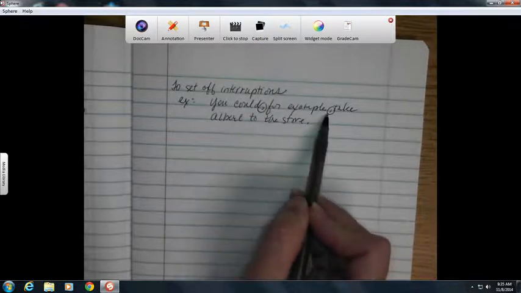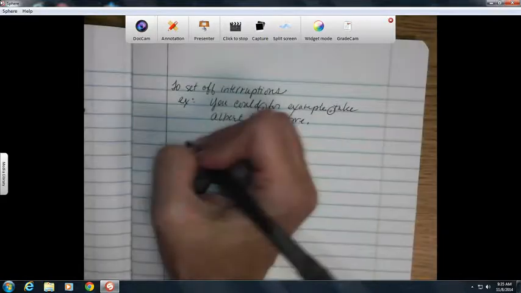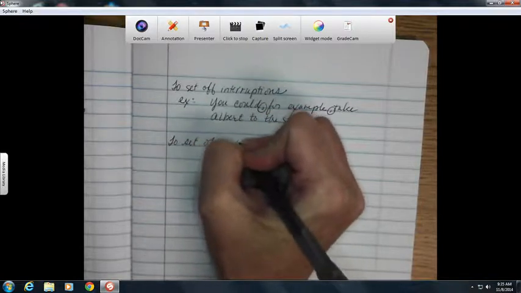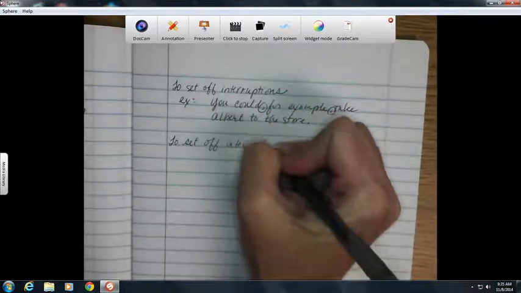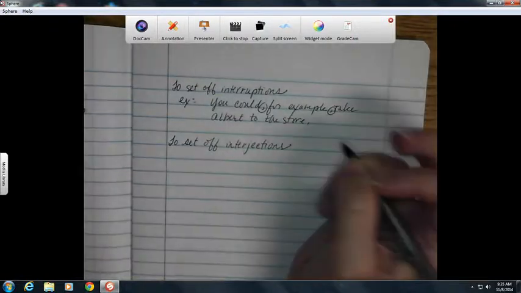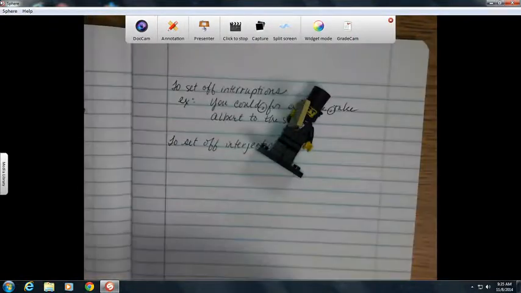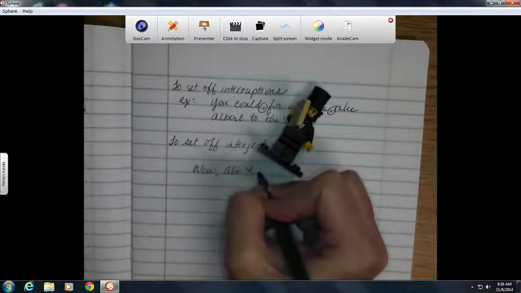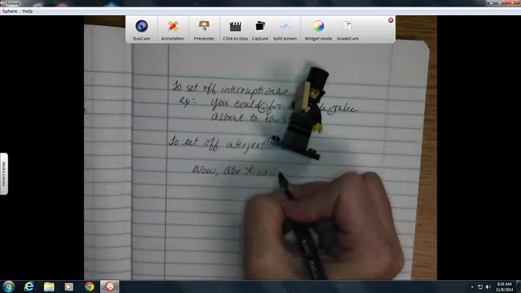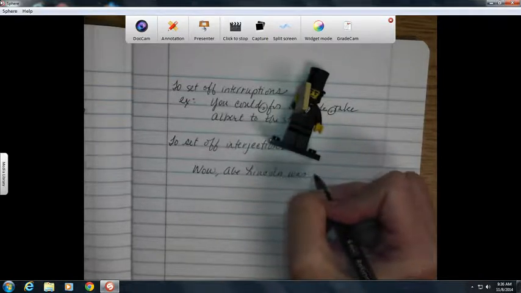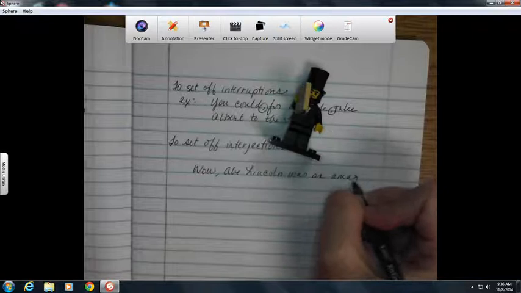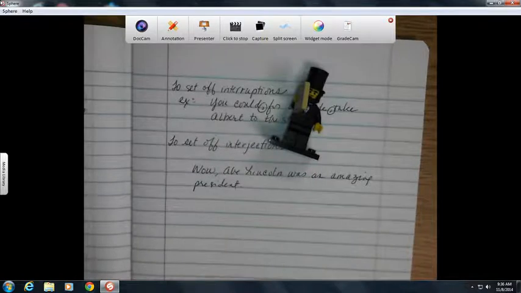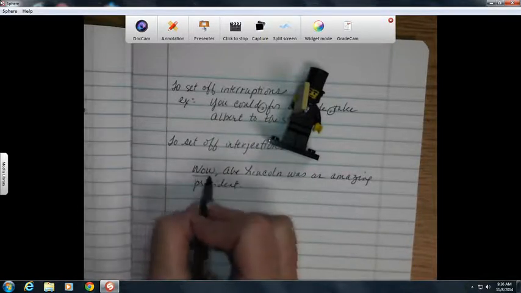You already know that you use commas to set off interjections. You learned a couple of weeks ago that an interjection is a word that shows strong emotion. Wow. Abe Lincoln was an amazing president. The interjection is "wow." And of course you know by now that you need a comma after the interjection.